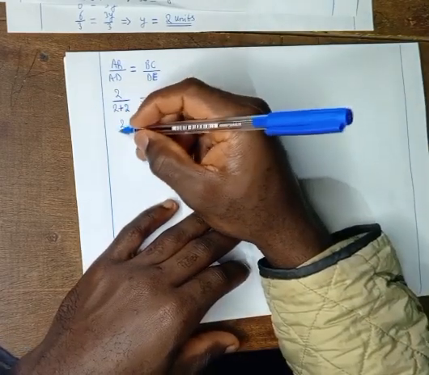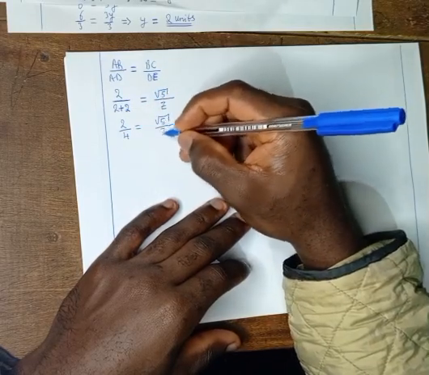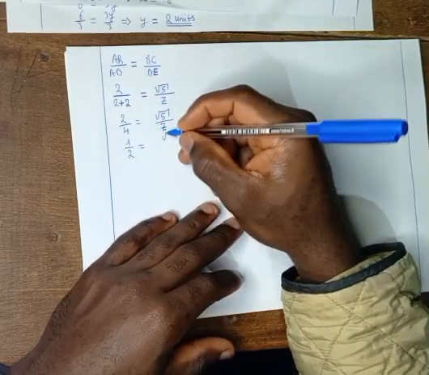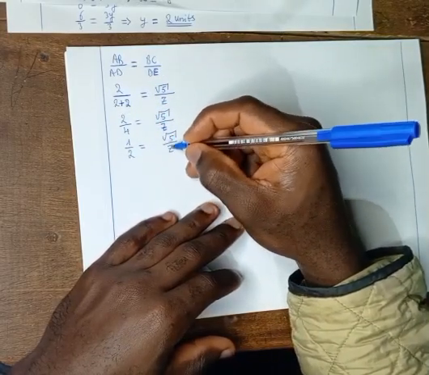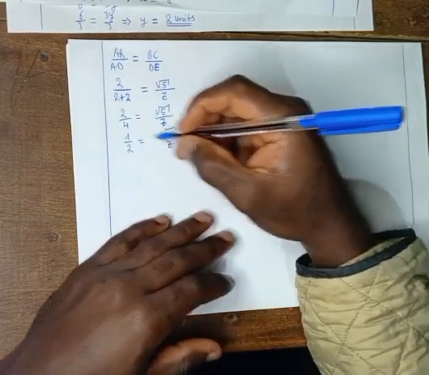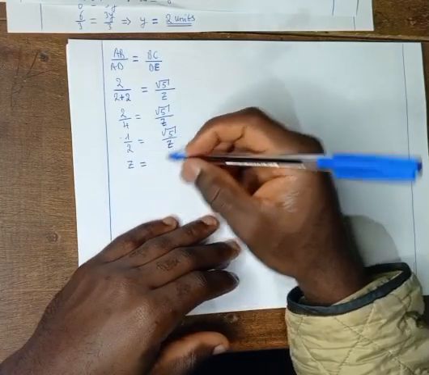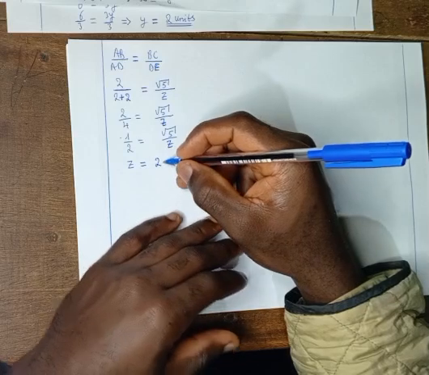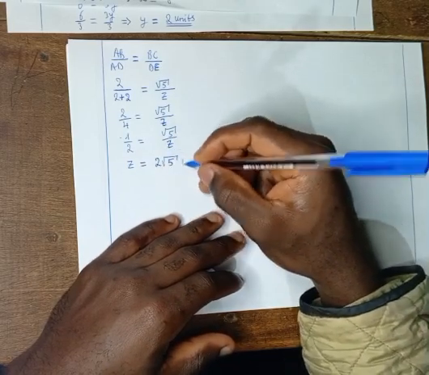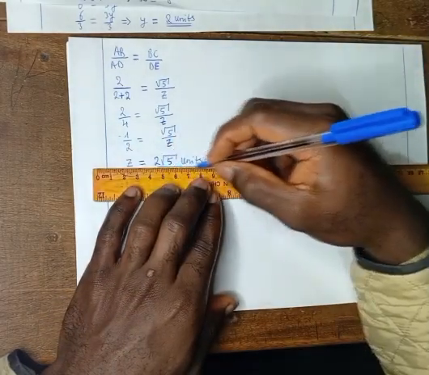So this will give us 2 all over 4 equal to root 5 all over Z. If we simplify this, this will give us a half equal to root 5 on Z. Now what we are simply going to do is apply the method of cross multiplication. So this will give us Z times 1, which is Z, equal to 2 times root 5, which is 2 root 5. So this will simply give us Z as 2 root 5 units. We are done.